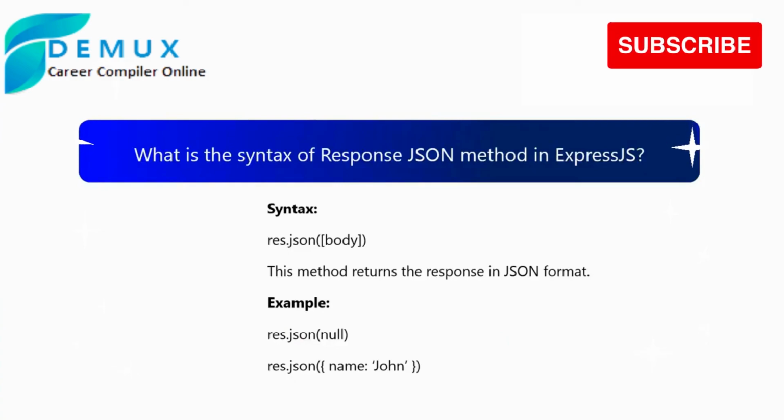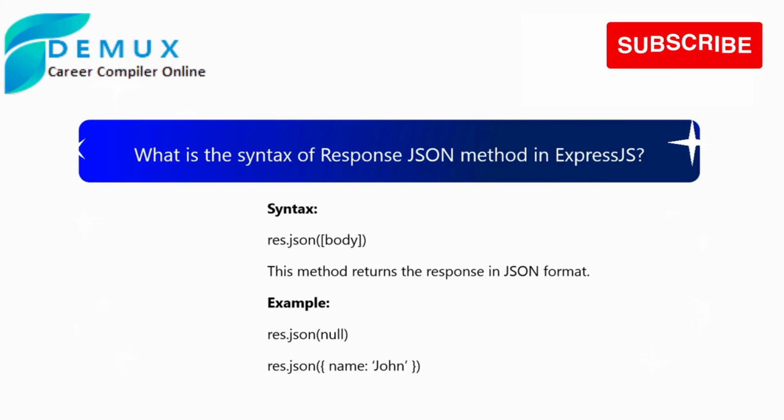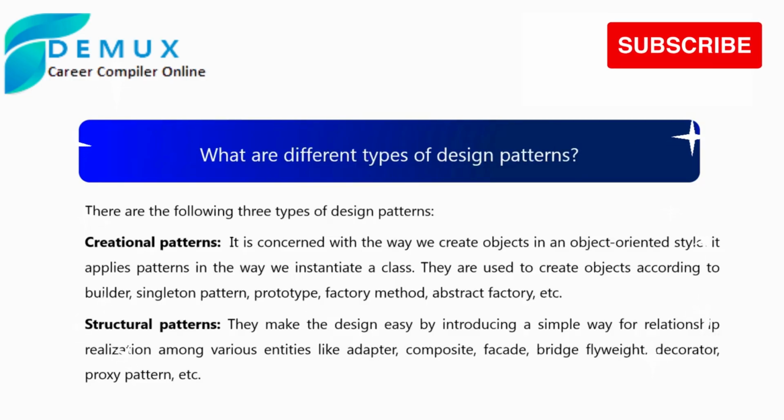What is the syntax of the response JSON method in Express.js? Syntax: res.json(body). This method returns the response in JSON format. Example: res.json(null). res.json({name: 'John'}).